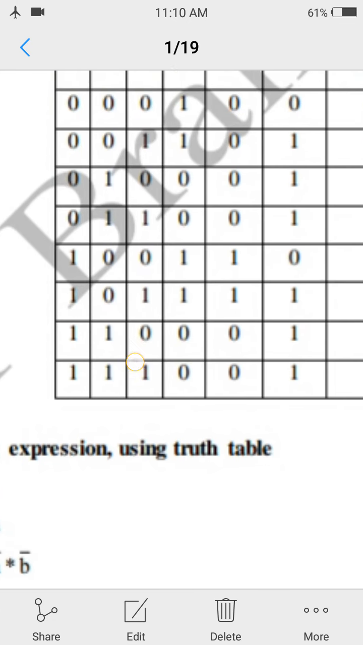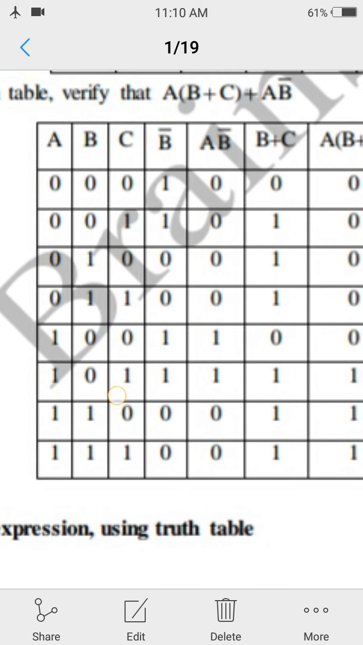Again in the sixth row, A is 1 and B naught is again 1.